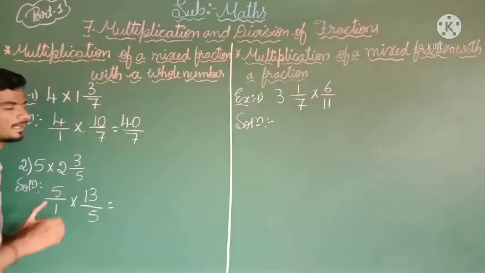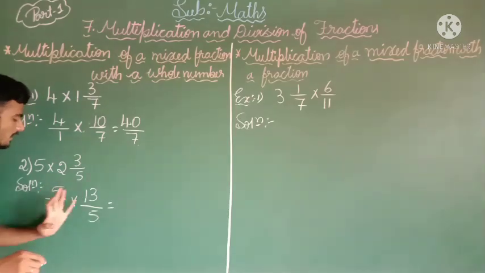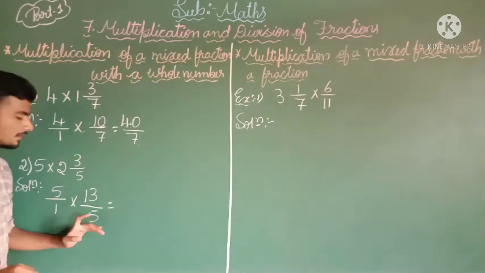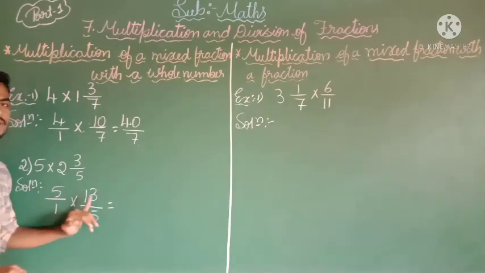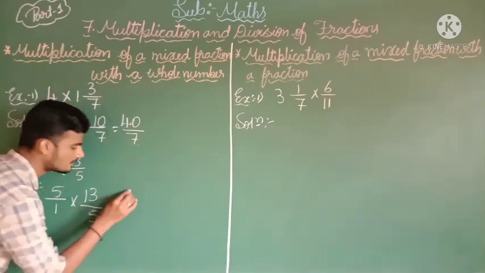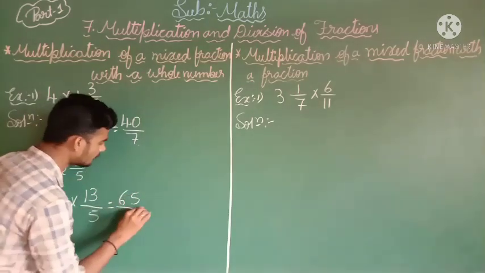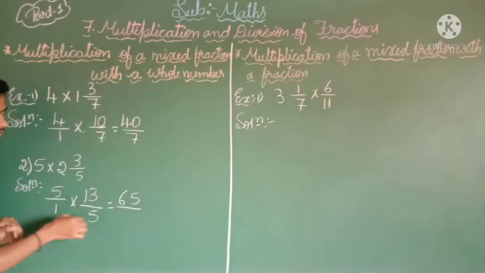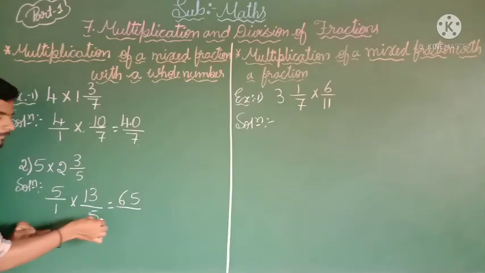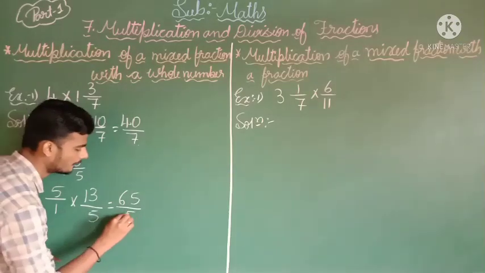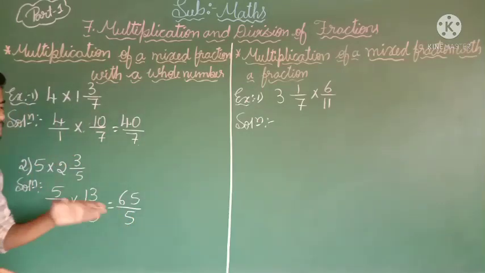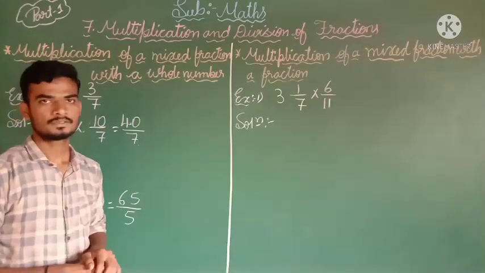Then you want to multiply the numerator with the numerator and the denominator with the denominator. Then 5 into 13, you will get 65. Then 1 into 5, denominator with the denominator, 1 into 5 is 5. Then you can reduce this into the lowest term.